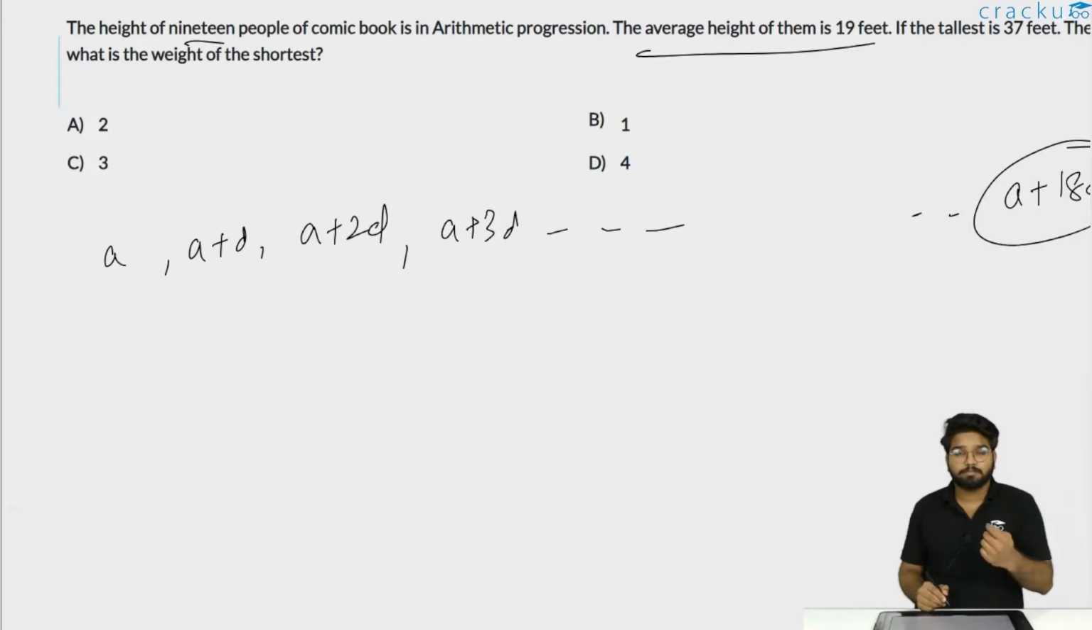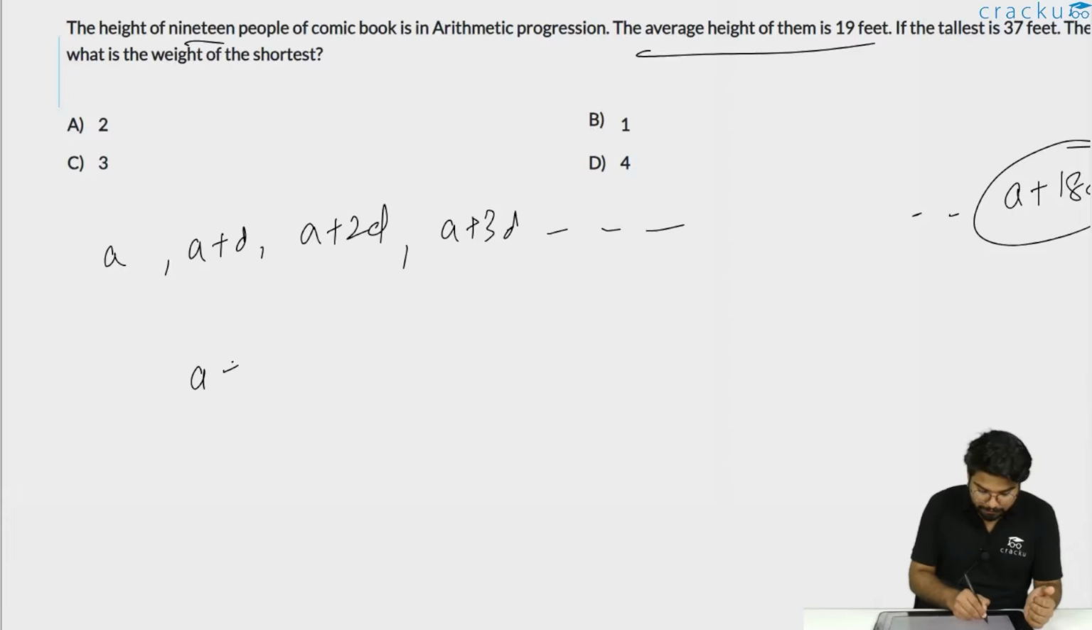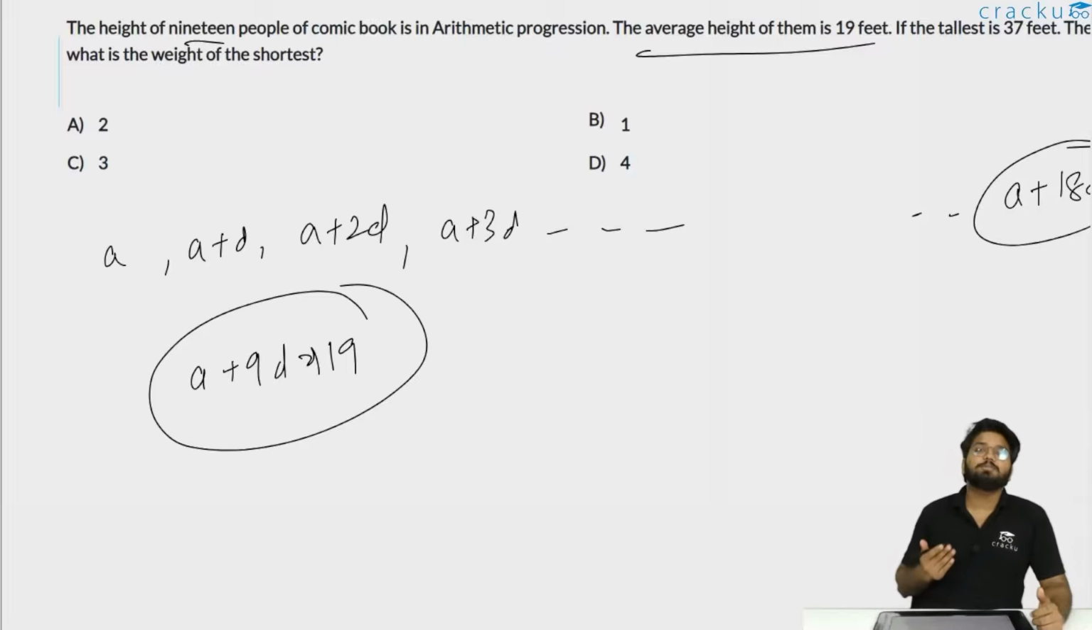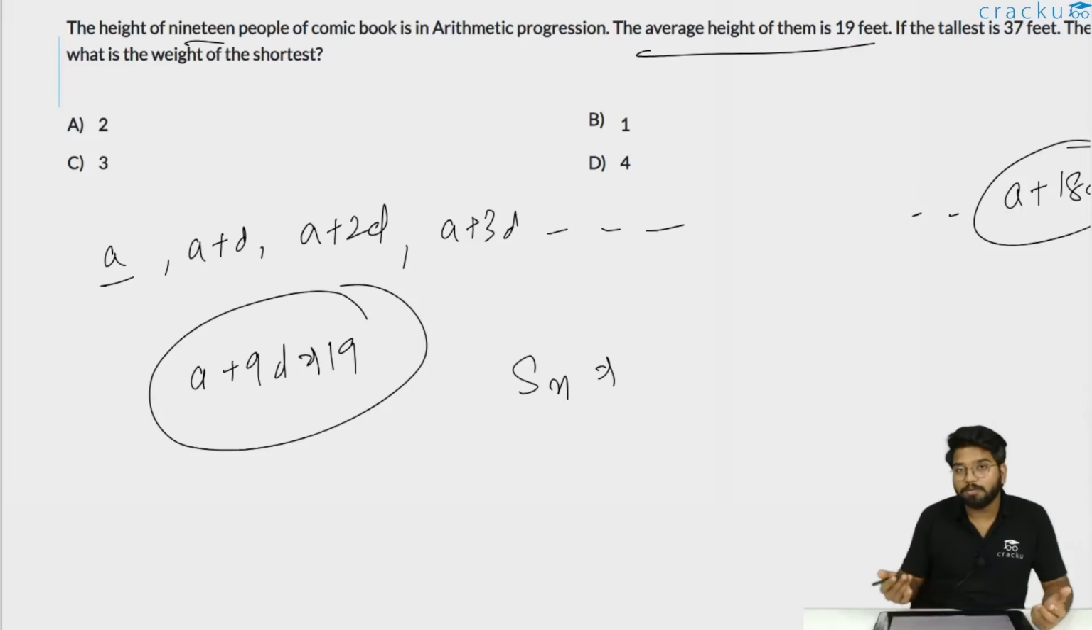The middlemost person in this will be the 10th person, when arranged in arithmetic progression order. So the height of the 10th person will be what? A plus 9D. This should be equal to 19. Now I can understand that you might be confused about how the middlemost person has the average height. Let's calculate this. We know the formula of Sn, that is the sum of all the heights. We know the first term and the common difference is D.